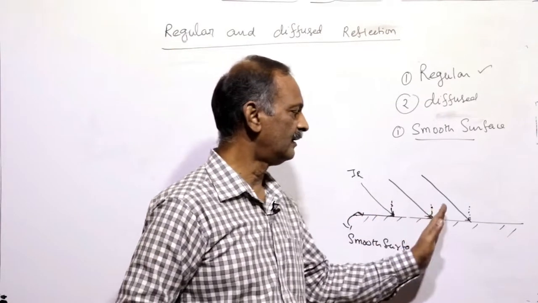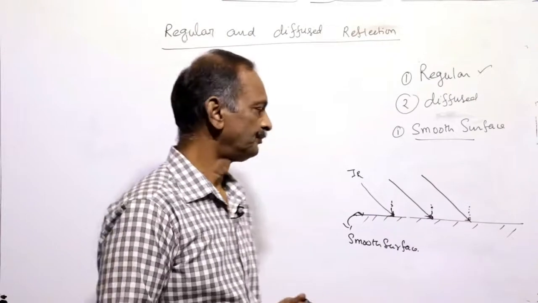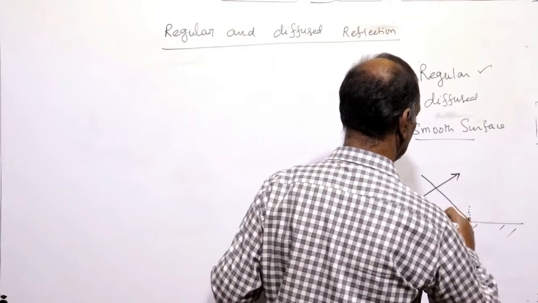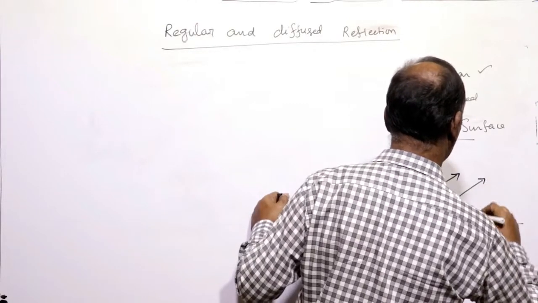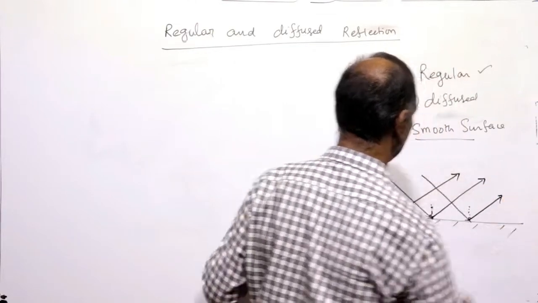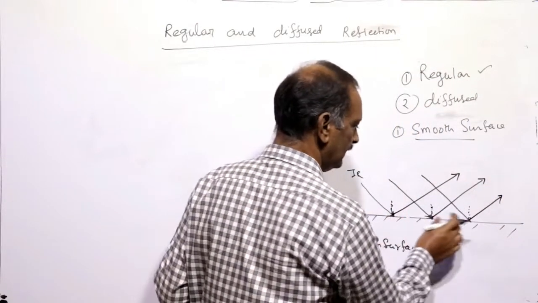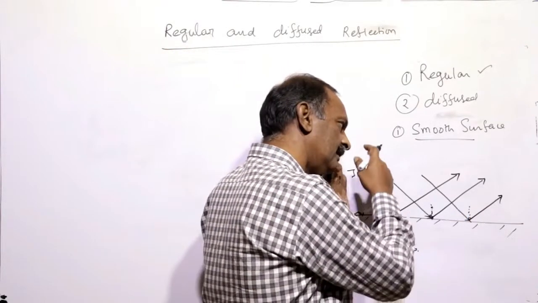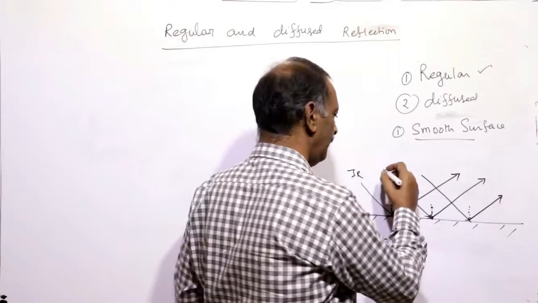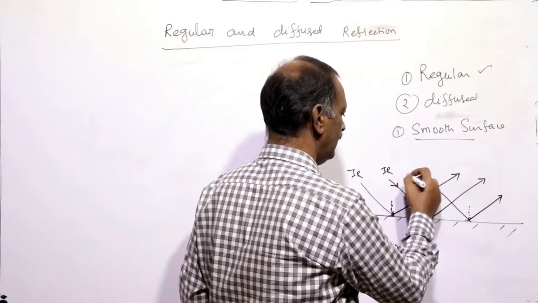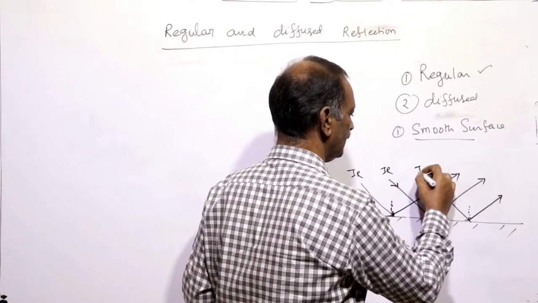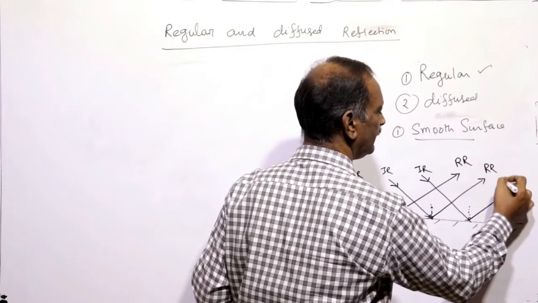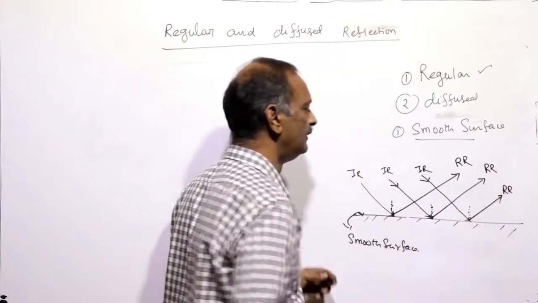Since all the normals are parallel, the rays will be reflected back parallel. This will be reflected, and this will also be reflected. So all the normals are parallel, and all the incident rays are parallel. This is a reflected ray, this is a reflected ray, this is a reflected ray.